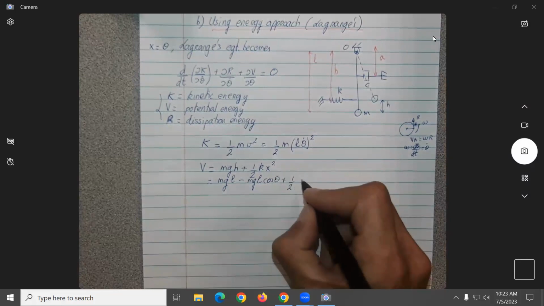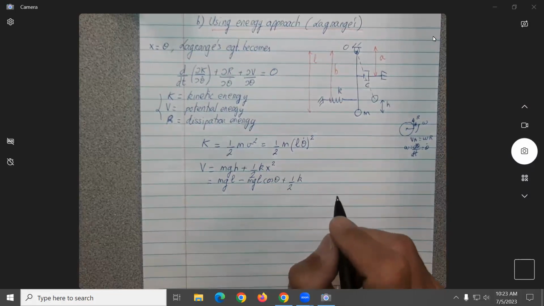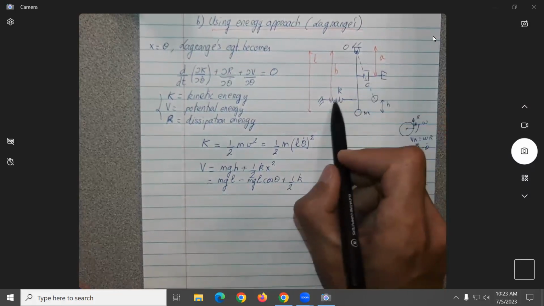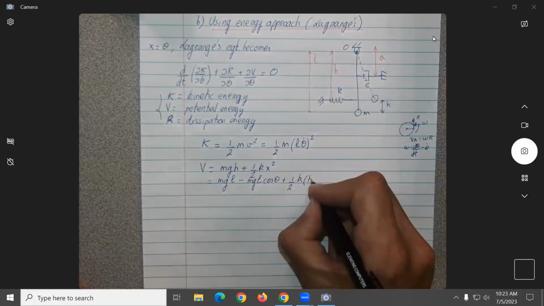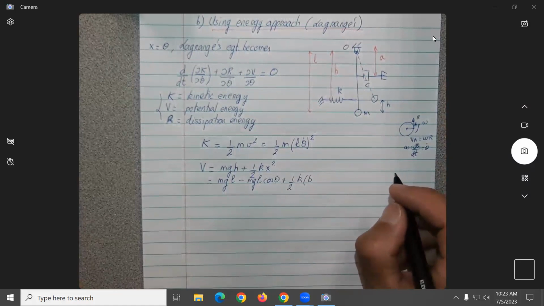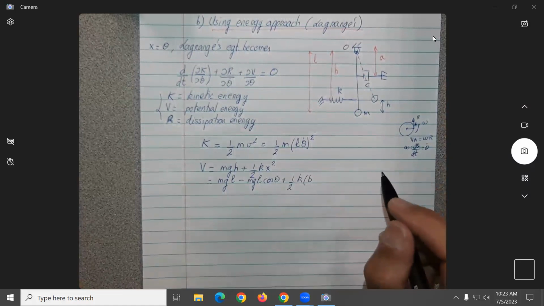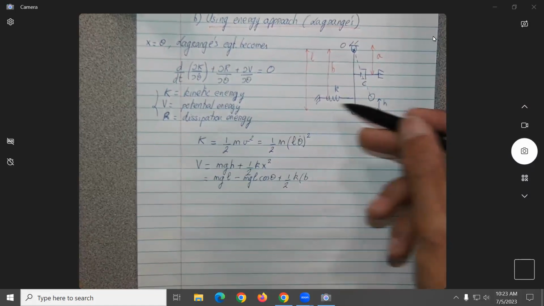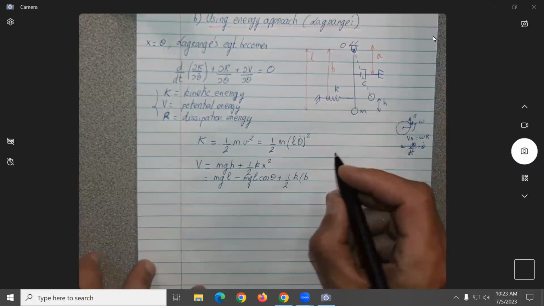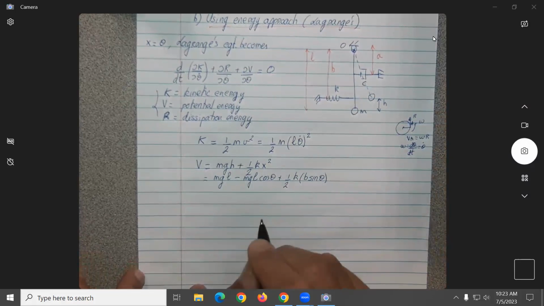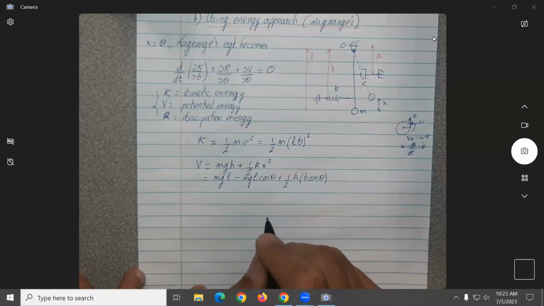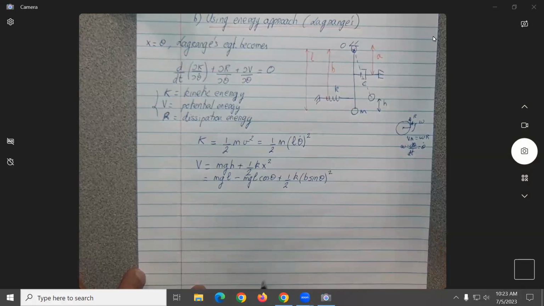Plus 1/2 k. And now you're going to be correct. What would be the x that this is moving? We did it before. What should that be? So it will be b what? Sine or cosine? The x movement would be b sine theta. And this should be squared, no?